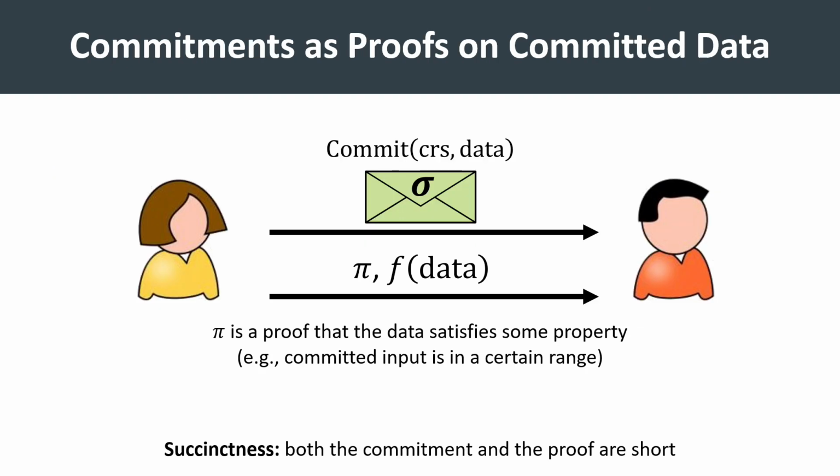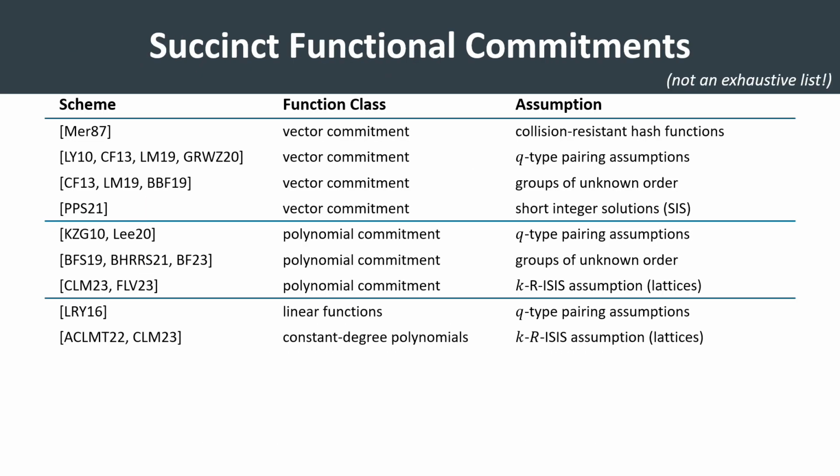And more generally, you should view functional commitments as essentially a way of constructing proofs on committed data. Namely, a user commits to some input x, and later on, the user wants to prove that the committed value satisfies some predicate. For instance, maybe that the committed value is a number between 0 and 100. This would be a range proof on committed data. So functional commitments give us a succinct way of proving arbitrary properties about committed data. And as such, these are very useful building blocks for constructing notions like succinct non-interactive arguments, or SNARKs.